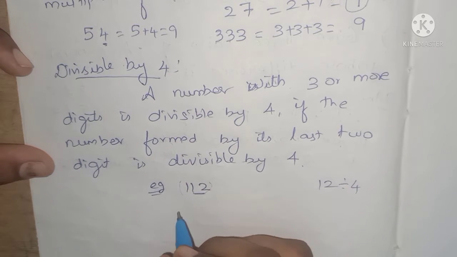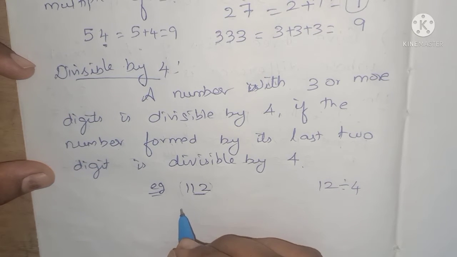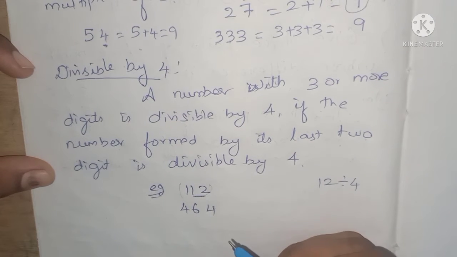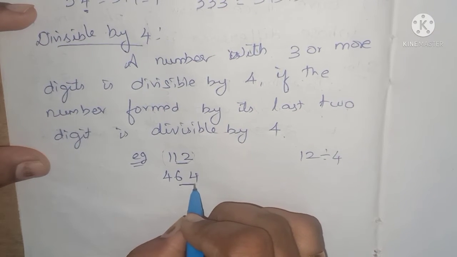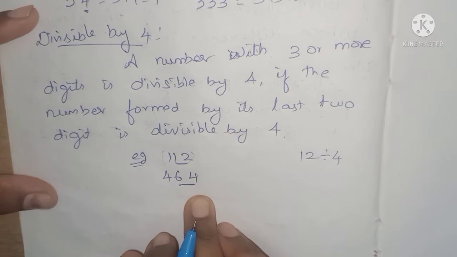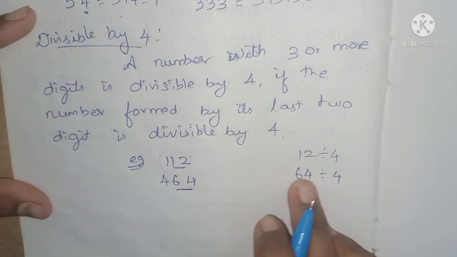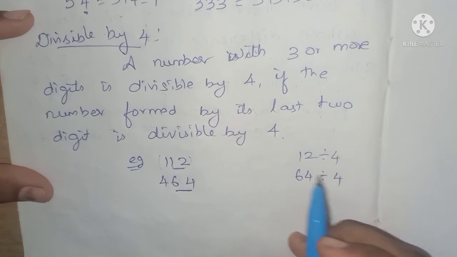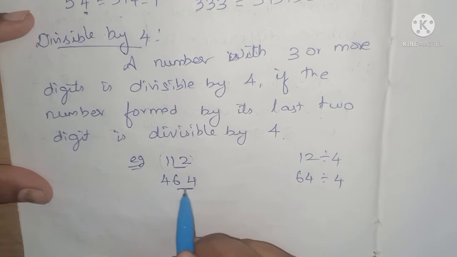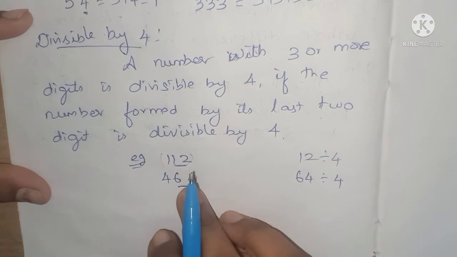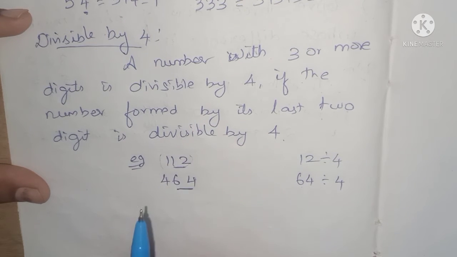Let me tell you another example. For example, 464. If you consider 464, look at the last 2 digits. So 64 is divisible by 4 because 64 comes in the 4 times table, doesn't it? So 64 is divisible by 4, so we say that the entire number is divisible by 4. Like that we can find out whether the given number is divisible by 4 or not.